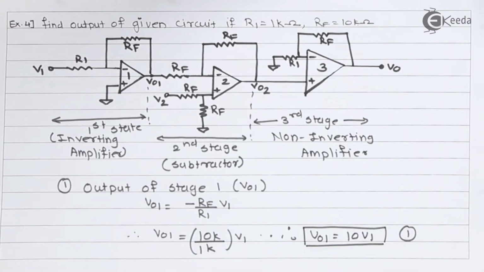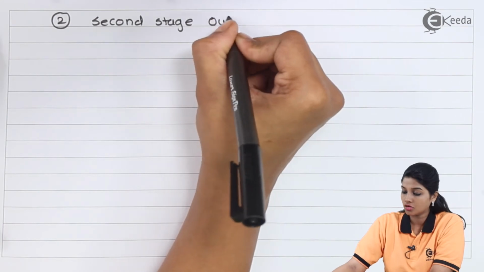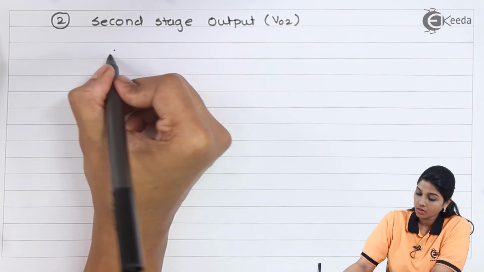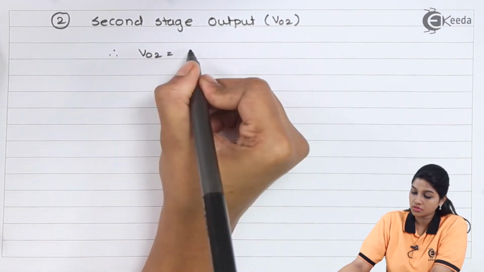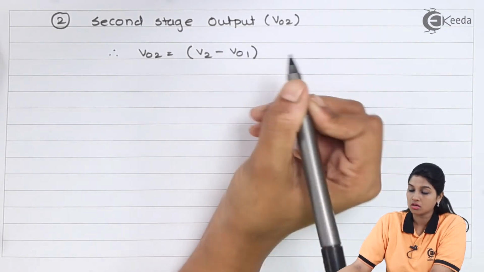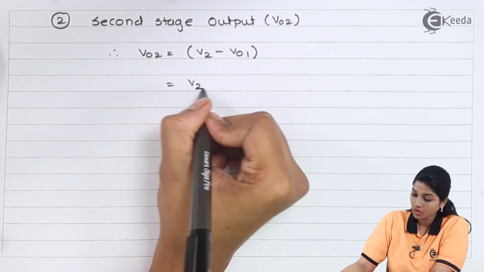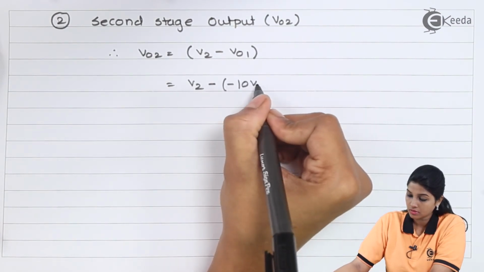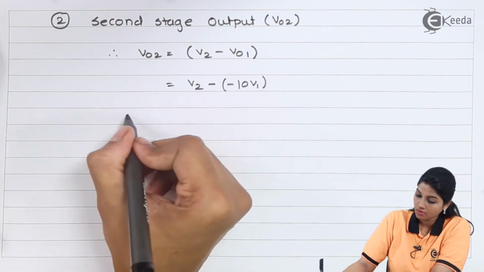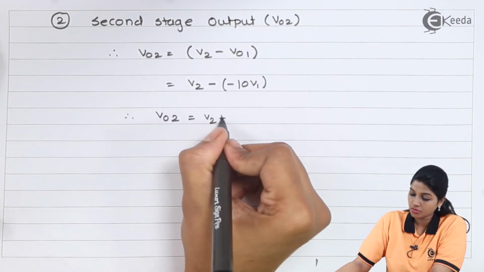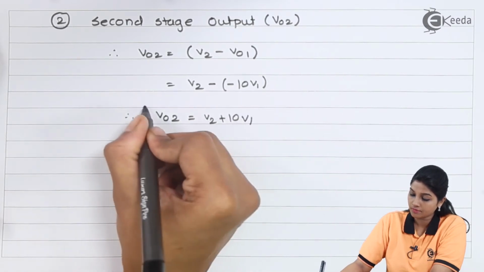Now let's consider the second stage, which is nothing but the stage of subtractor. Second stage output, that is nothing but VO2. Therefore VO2 is equals to V2 minus VO1. So we will get V2 minus 10 V1. Therefore, VO2 is equals to V2 plus 10 V1.